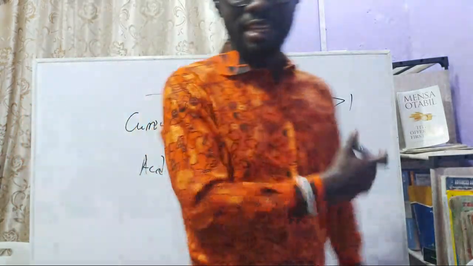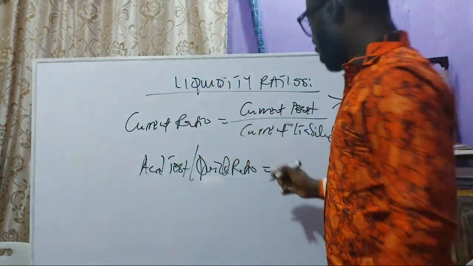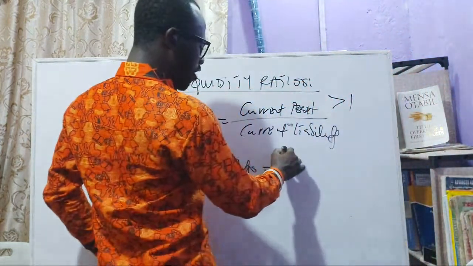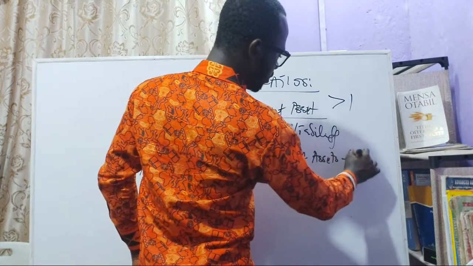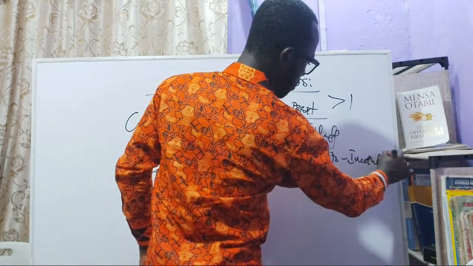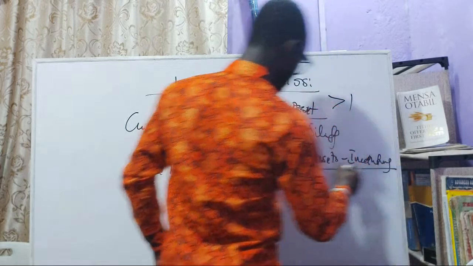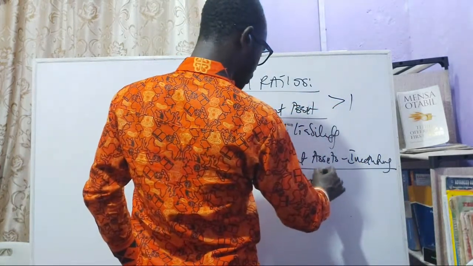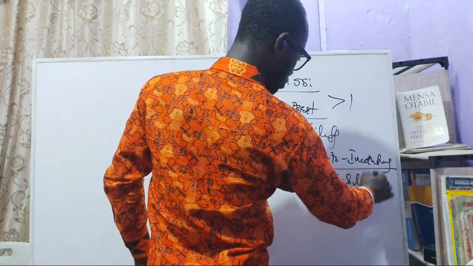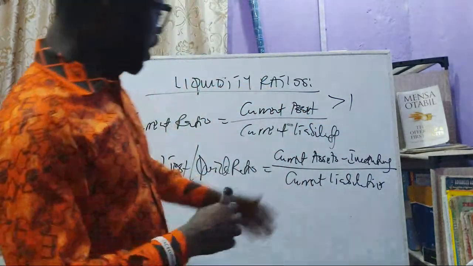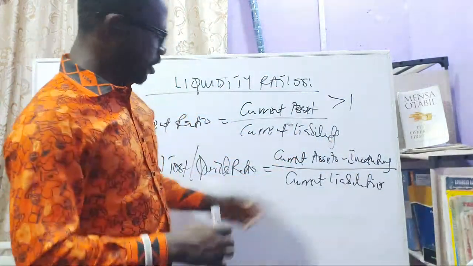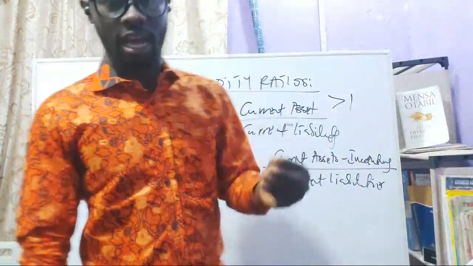Technically, this has the same concept, only that we're going to have current assets minus the inventory divided by current liabilities. The same idea. So current assets minus inventory divided by the current liability.